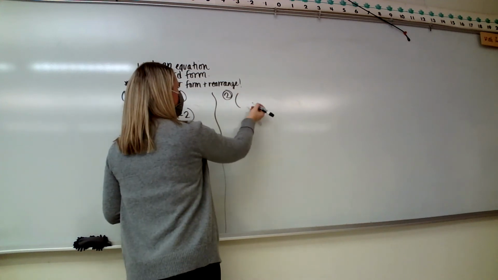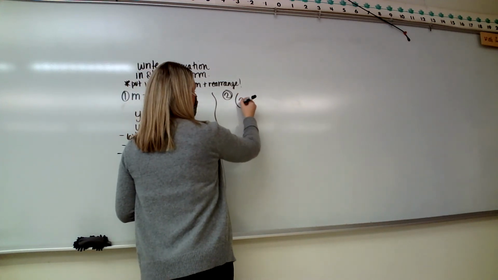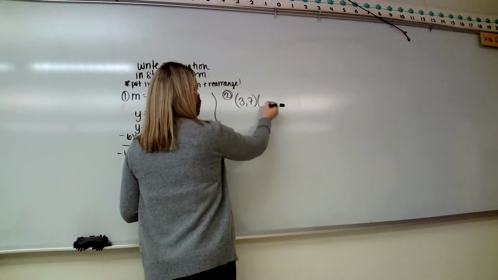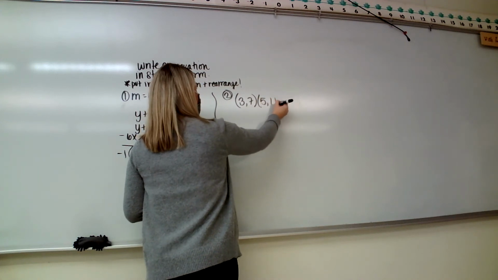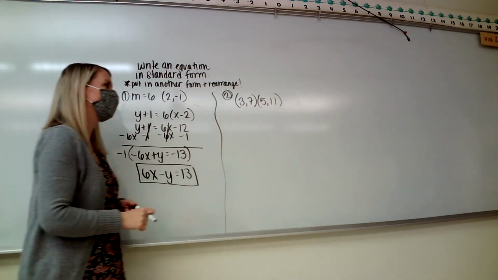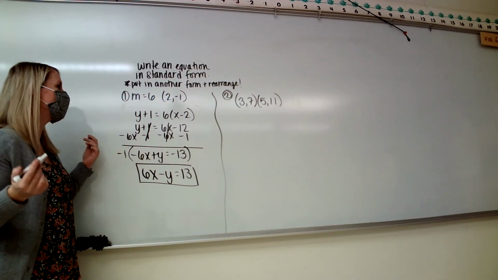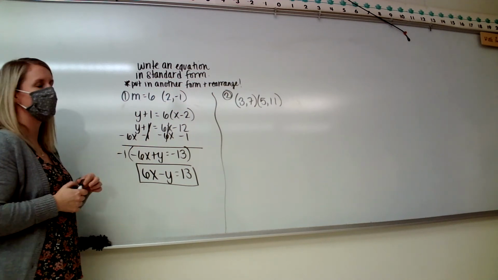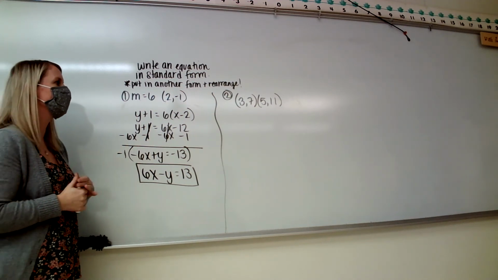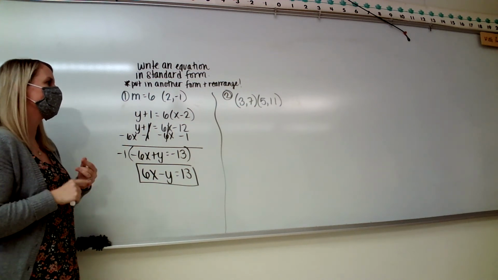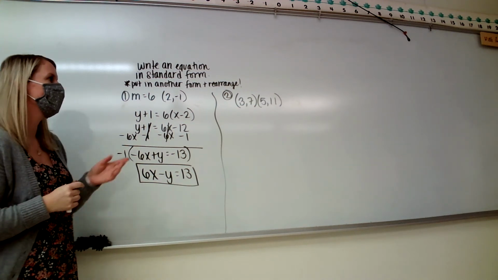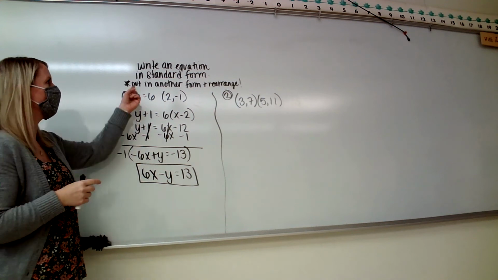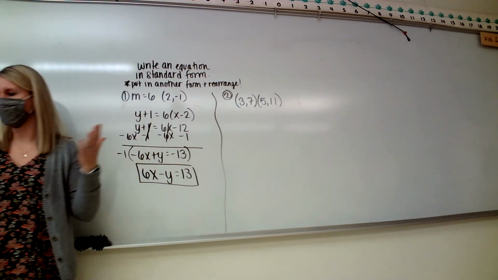This time I'm going to give you 2 points. I'm going to say the points 3, 7, and 5, 11. Now, if I said standard form, I don't know what goes where. So I highly suggest you find the slope first. Then you can decide, do I want to use point slope or slope intercept? Put it in that form, and then can you rearrange it to standard? So just see how far you can get.